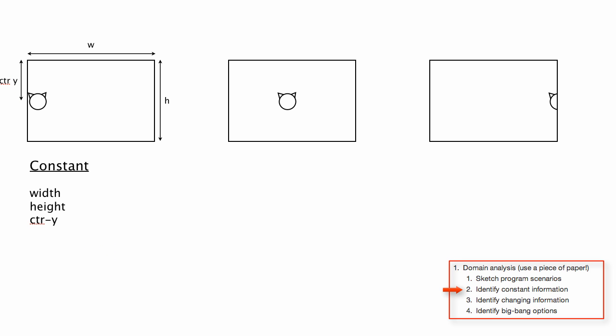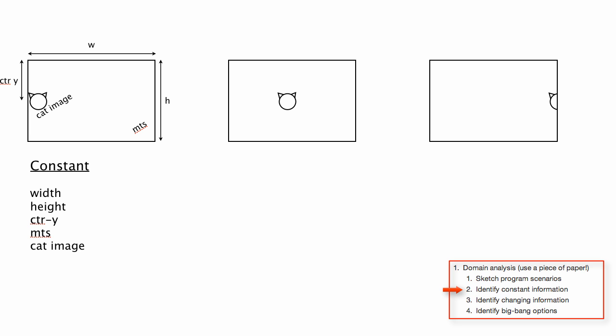What else doesn't change? Well, let's see, the background image itself doesn't change. We'll call that MTS. That's the abbreviation that the book uses. It stands for empty scene. And let's see what else doesn't change. Oh, the actual image of the cat doesn't change. So there's some things that don't change.